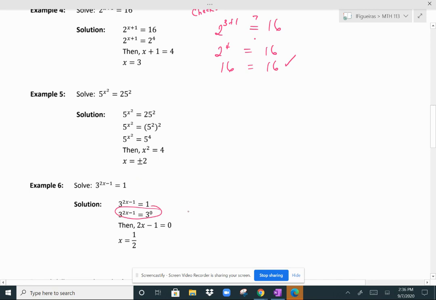Then you can ignore the 3, and you're just solving the exponents. So then you're solving 2x minus 1 equals 0. Add 1 and divide by 2, and you get that your solution is 1/2. Remember, the values of x for exponential equations can be any number, positive, negative, or 0, because the domain for exponential functions is all real numbers.